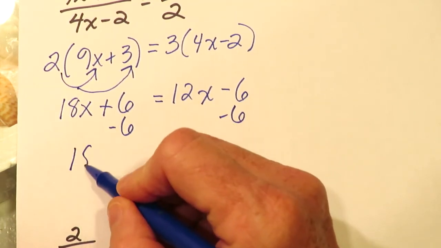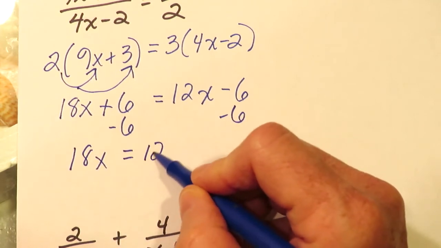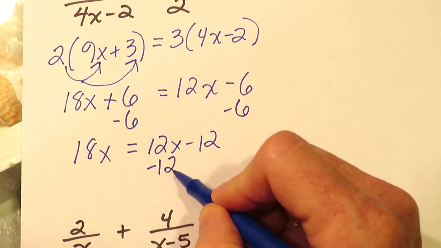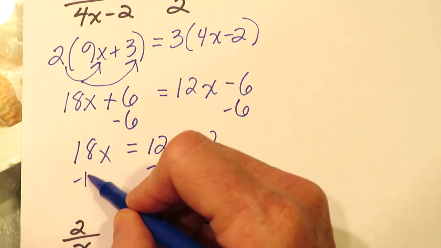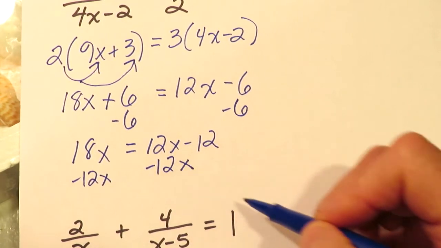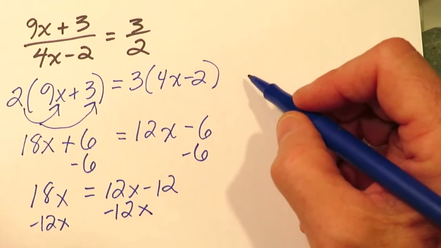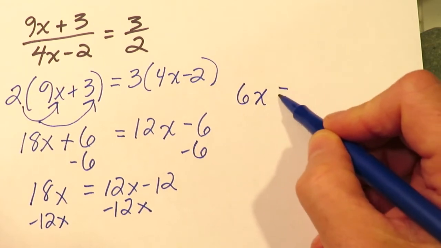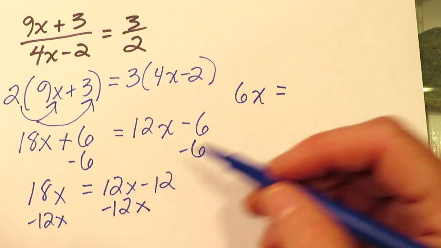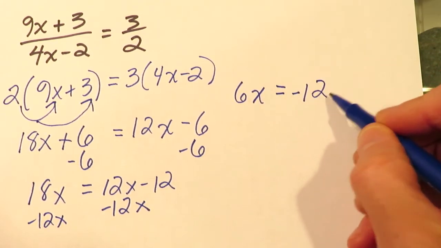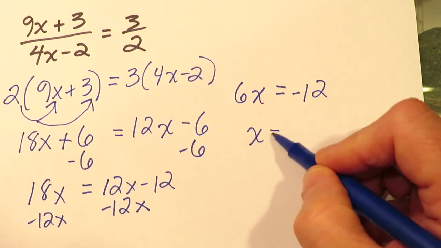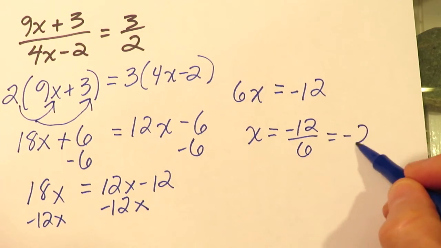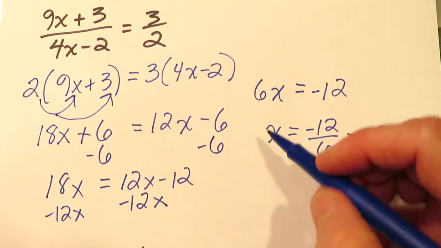So I get 18x equals 12x minus 12, and now I'm going to subtract 12x because I will eliminate the x terms on that side. Now 18x minus 12x is 6 times x. And on this side, the 12x is gone because of the subtraction. So I get 6x equals negative 12, and undoing multiplying by dividing, I'm going to divide by 6, and I get negative 2. So my solution is negative 2.